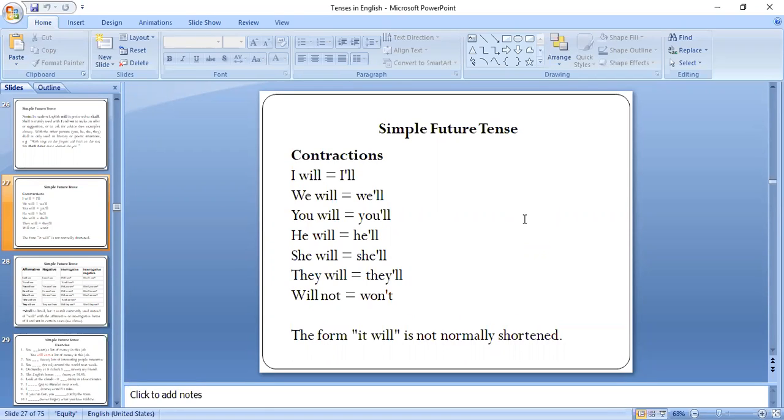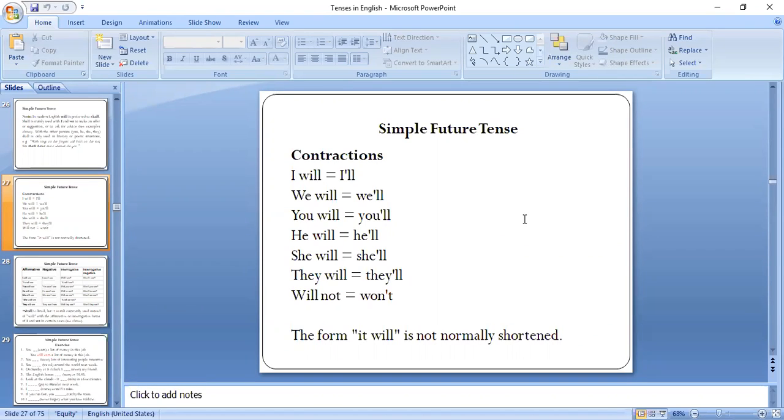So this is simple future tense, and the contractions we use for speaking or writing. I will becomes I'll, written with an apostrophe and double L. We will, you will, he will, she will, it will are written as they are. They are not shortened. This is the exception.